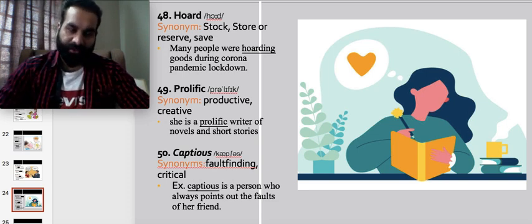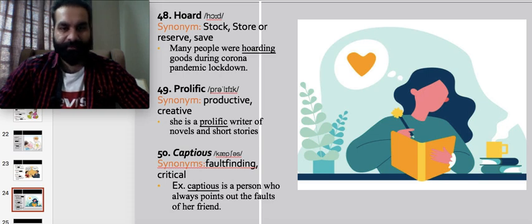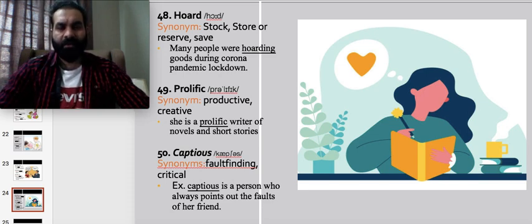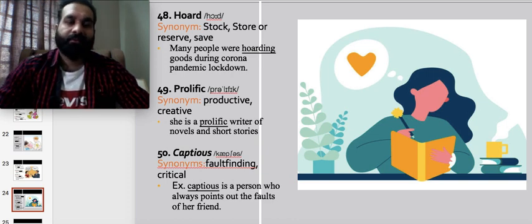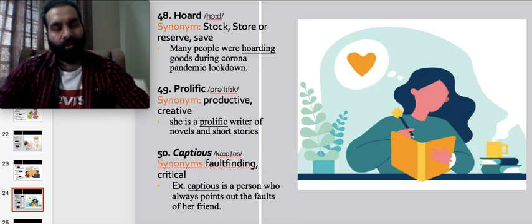And my last word, that is captious. Captious. That is fault-finding or critical. Captious is a person who always points out the faults of her friend.